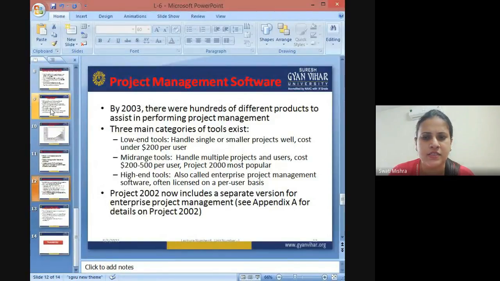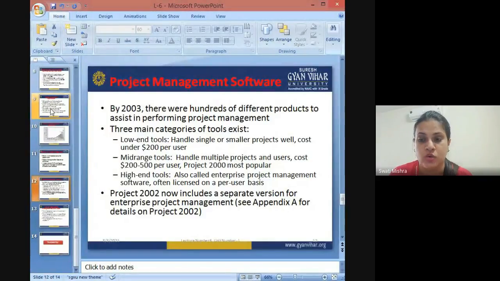For example, there is a software named Project 2000, which is one of the most popular in this range of tools. These tools are available for another $200. They are a bit more expensive than the low end tools, but not extremely expensive. So these types of tools can be made available to the organization within the range of $200 to $500, right?